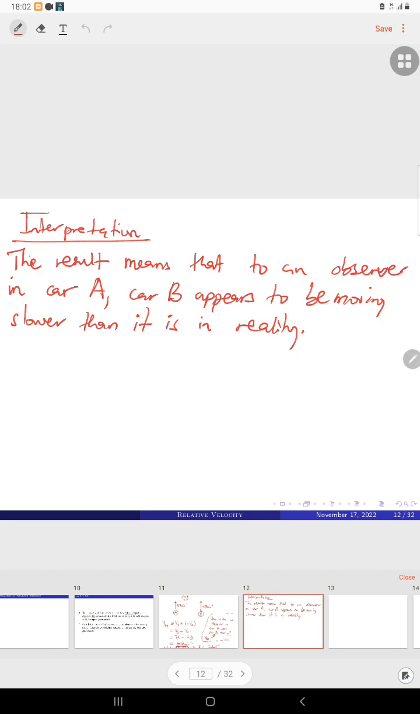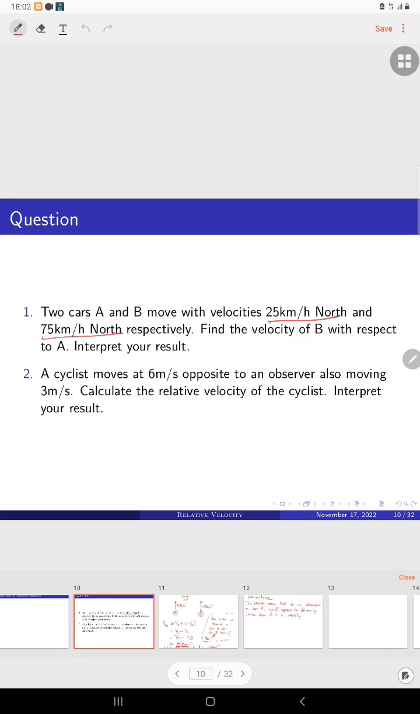Good. Now let us look at question 2. A cyclist moves 6 meters per second opposite to an observer also moving 3 meters per second. So the cyclist and the observer are moving in opposite directions. Calculate the relative velocity of the cyclist.